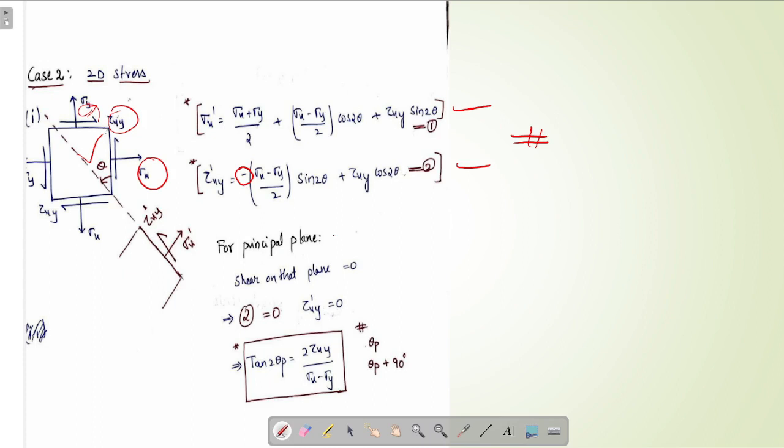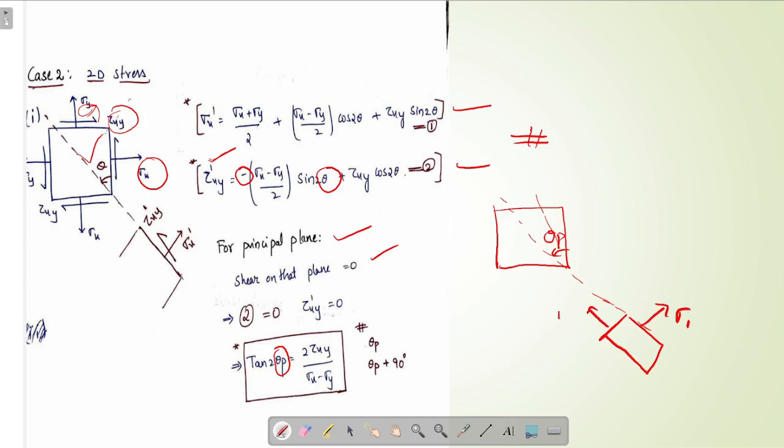Now, for principal plane, the shear on that particular plane is 0. That means in order to find the angle where the principal plane occurs, by equating this shear stress to 0, we can obtain it. By equating it to 0, we will be getting theta p, that is the angle where principal stress occurs. See, there are many planes in between with many angles theta. There is one plane such that on that particular plane there is no shear, that is theta p.